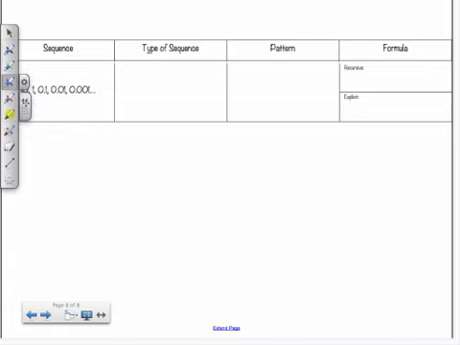Our sequence is going from 10 to 1 to 1/10th to 1/100th to 1/1,000th. So every time I'm figuring out what the new term in my sequence is, I am dividing by 10, okay? So that means that I am not adding or subtracting a common difference. I'm multiplying by a common ratio. So I'm going to say that this is definitely going to be a geometric sequence, okay?